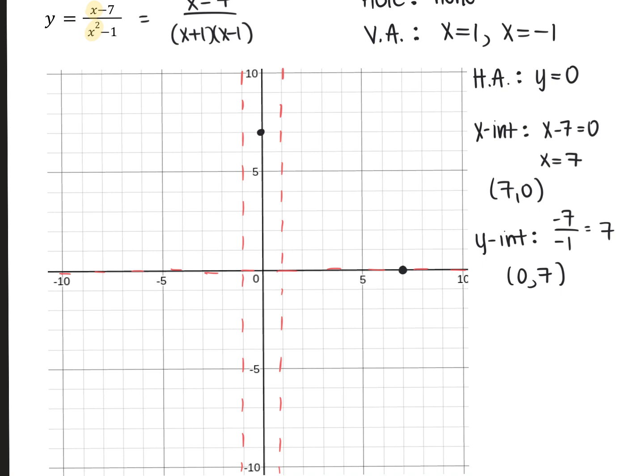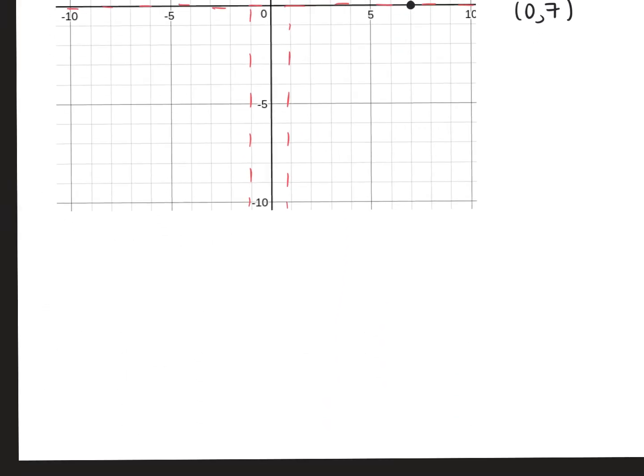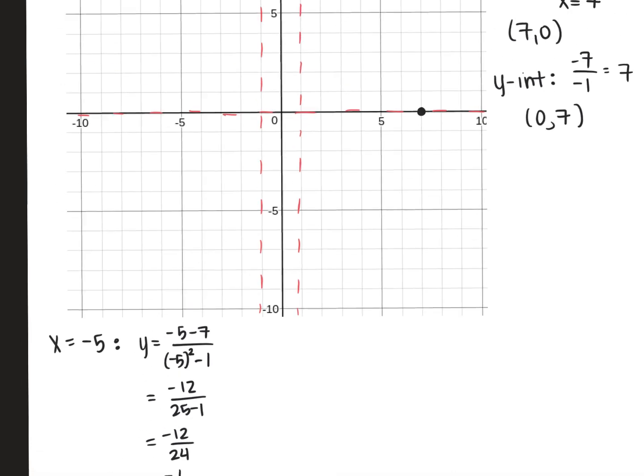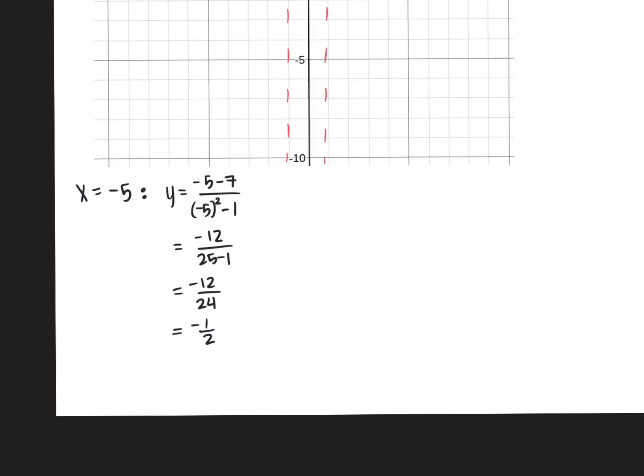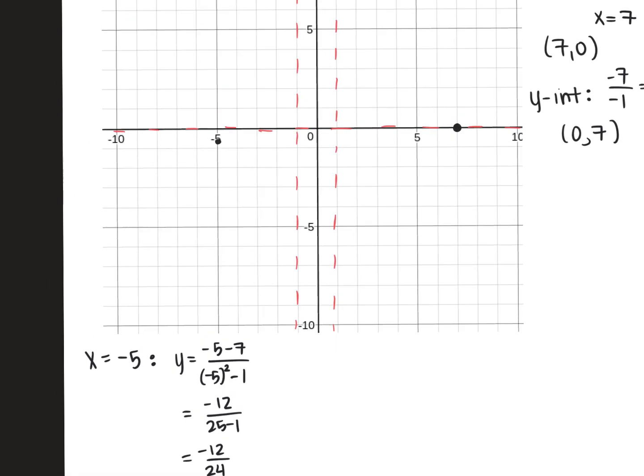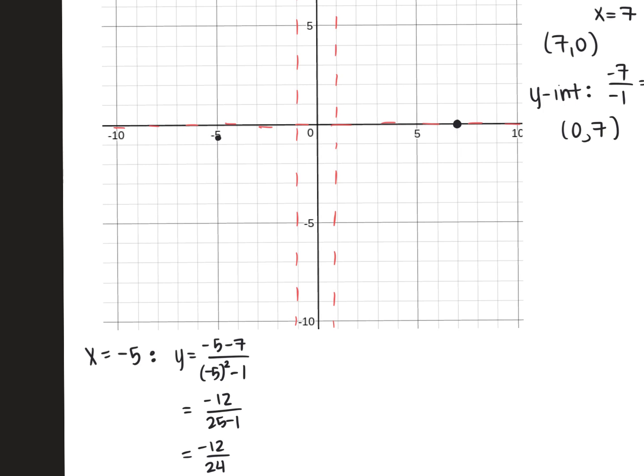So let's suppose I plug in -5. So what happens when x equals -5? I'm going to get y equals -5 minus 7 over -5 squared minus 1. That's going to be -12 over 25 minus 1, which is -12 over 24, which is -1/2. So that's roughly about here. That tells me what it looks like, because I can't cross y equals 0. So that gives me an idea of the way this is going. It's going to go down like that.